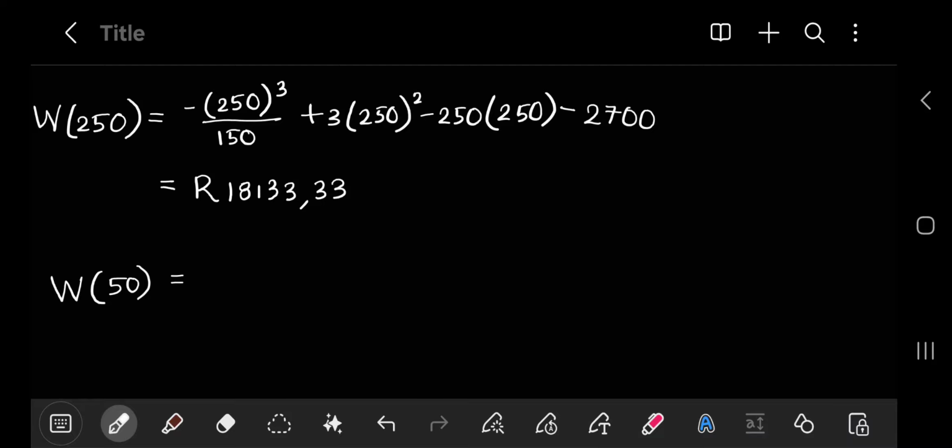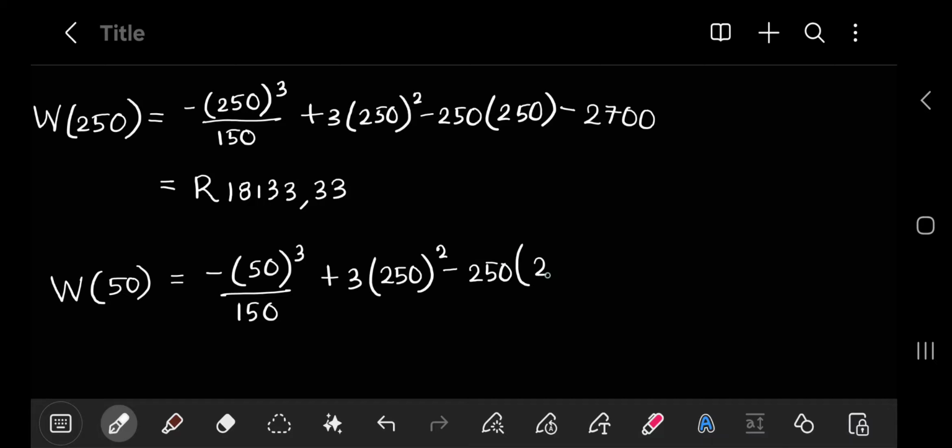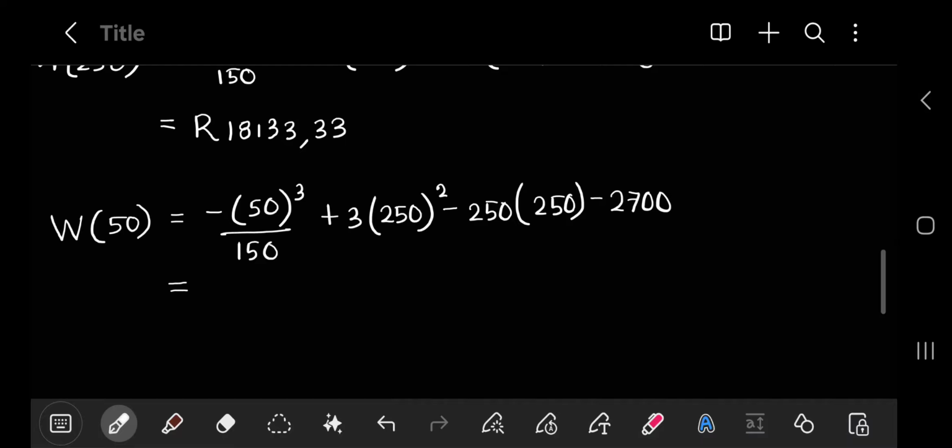Let's now try W(50). So let's now see what the profit is if only 50 bicycles are produced per week. So we're going to do a similar calculation. Now we're just substituting 50 wherever we have x in the original equation, W(x). Okay, let's just correct that. Sorry, that is 50.